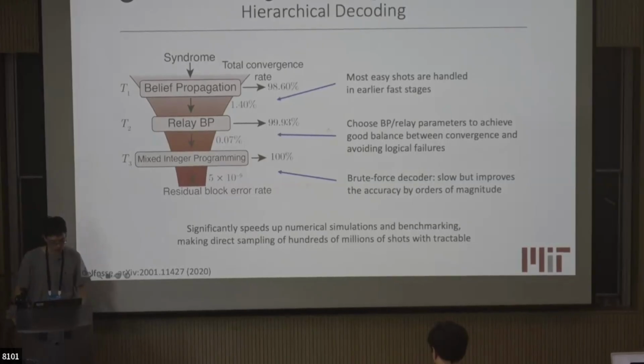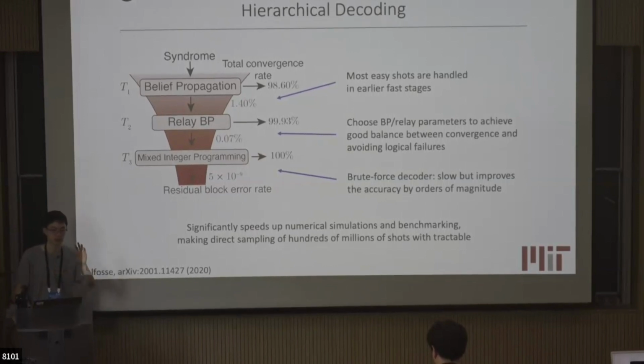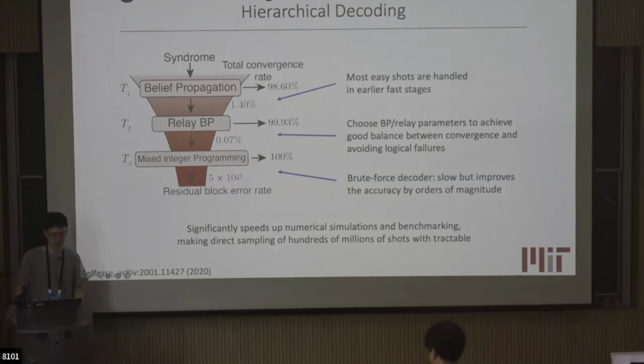So the convergence rate is the convergence that might trigger something. Yeah. So we don't see any logical errors on the converged shots. Yeah. So, oh, that 5 times 10 to the minus 9 is like no converging. Oh, so the mixed integer does always have a certified solution.